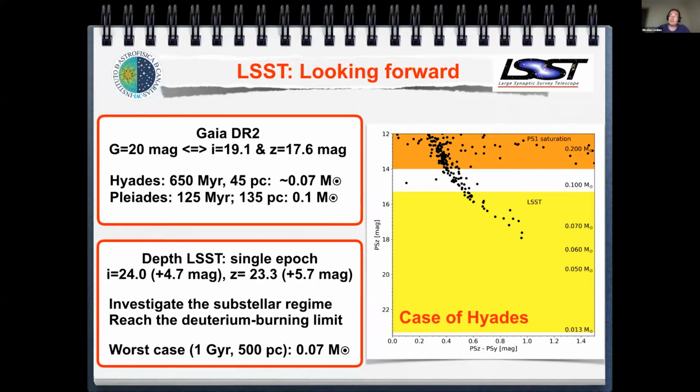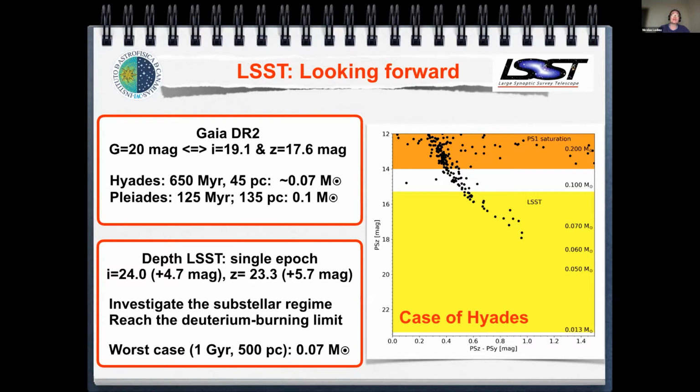But then there is a significant overlap between Pan-STARRS, Gaia, and LSST of about 2 magnitudes. That will be very important because LSST with repeated observations of the entire sky will provide parallaxes. And so we can match the LSST parallaxes to the Gaia ones in addition to the photometry. And from looking at the models, the prediction is that in the case of the IRDs, we will be able to look at the entire substellar regime all the way down to the deuterium burning limit at 13 Jupiter masses.